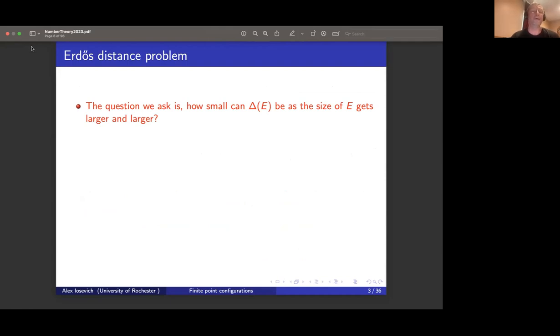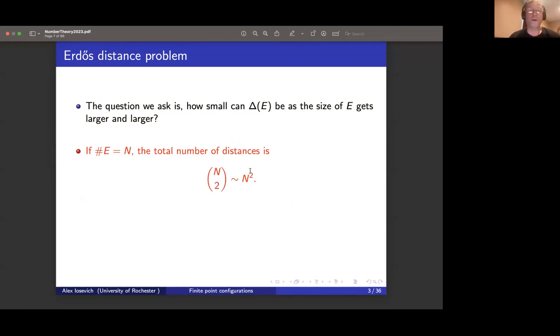Okay. So let us begin with the predecessor of all of these configuration problems, as far as I'm concerned, and this is the Erdos distance problem. So the question we ask is, how small can the distance set of a set E be as the size of E gets larger and larger? This is in Euclidean space. And let me be more precise. So let's say that we are in R^d and the size of the set is capital N.